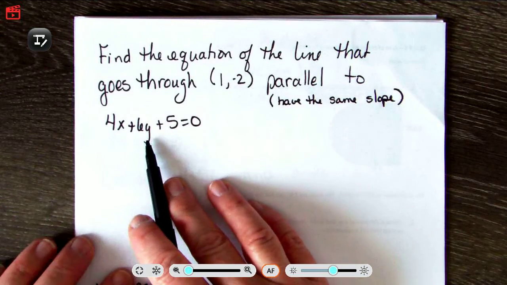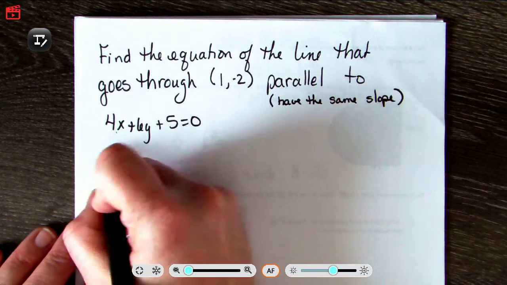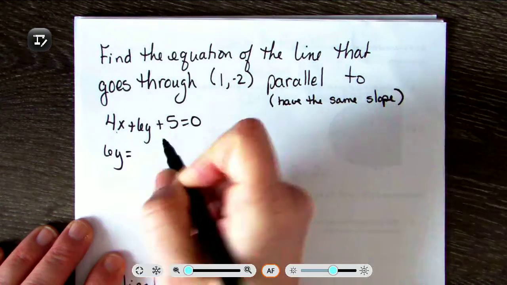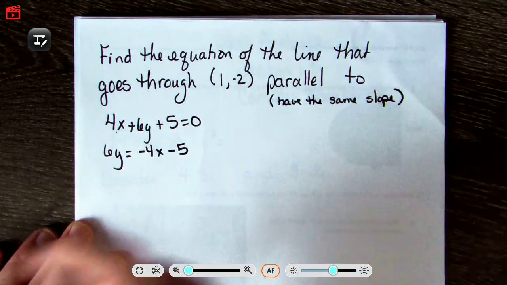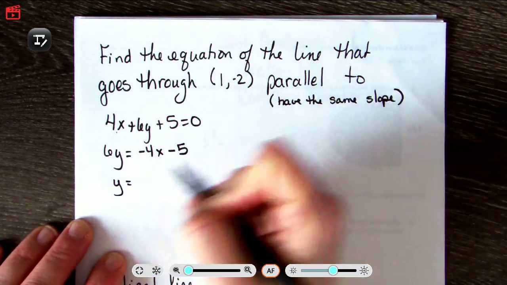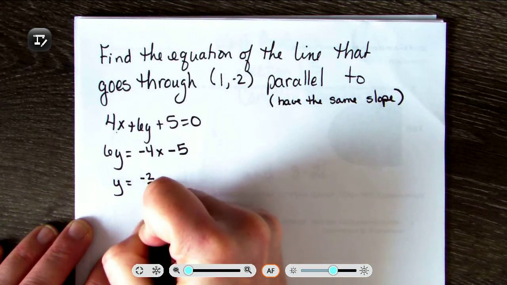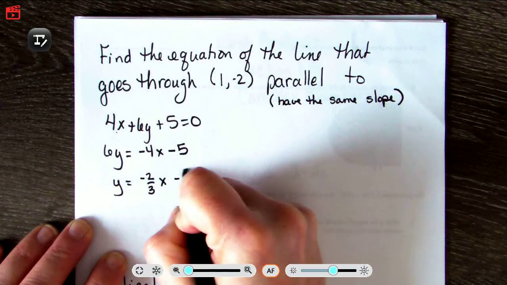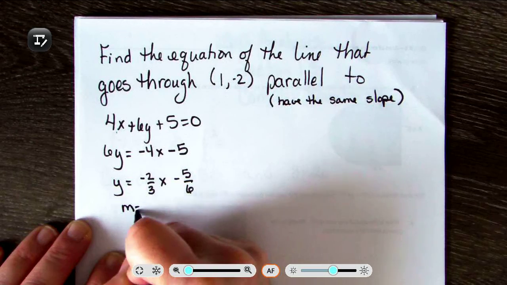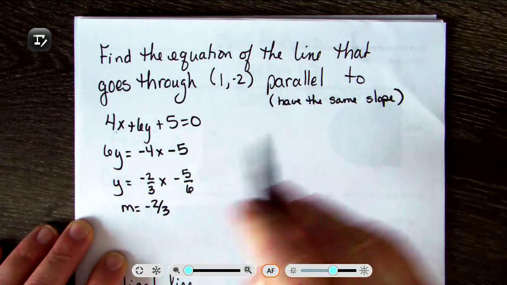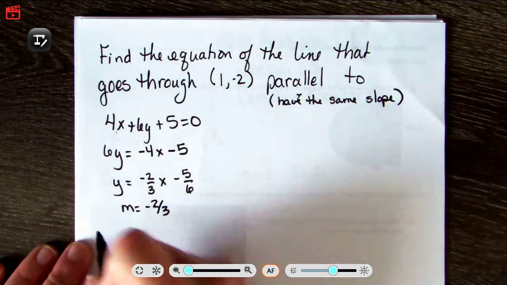So to find my slope, again, I'm going to need to solve for y. So I'm going to move my 4x and my 5. So I'm going to subtract 4x from both sides and subtract 5 from both sides. And then I'm going to divide everything by 6. And as I do so, I will reduce. So dividing by 6, dividing by 6. My slope here is a negative 2/3. So since these are parallel, the slope of my line will also be negative 2/3.